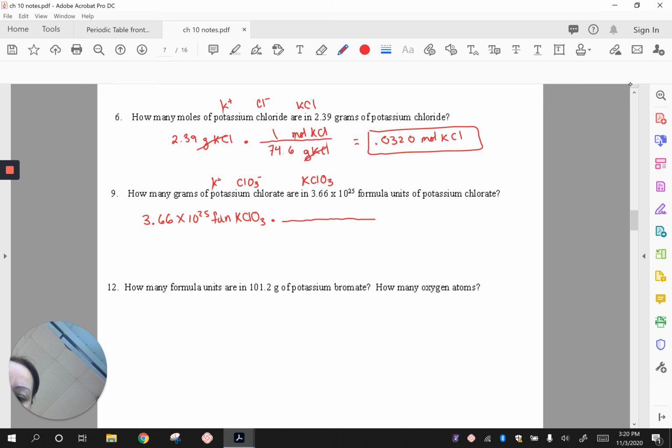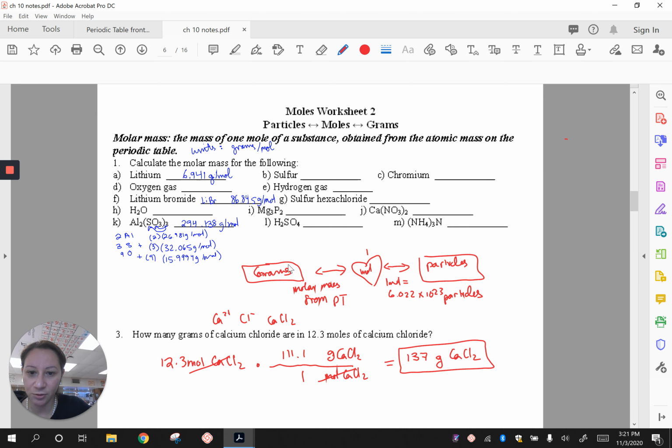I'm going to start my conversion factor on the bottom. I'm going to put the same units as I have so I can get rid of them. And on top, I want to put the units I'm looking for. Let's look at what units we have. We have grams of potassium chlorate. Can I link between formula units, which are particles, and grams right away? I cannot. Let's look at this right here. I am given particles, formula units, and I'm looking for grams. I can't go directly, but I can go through the moles.